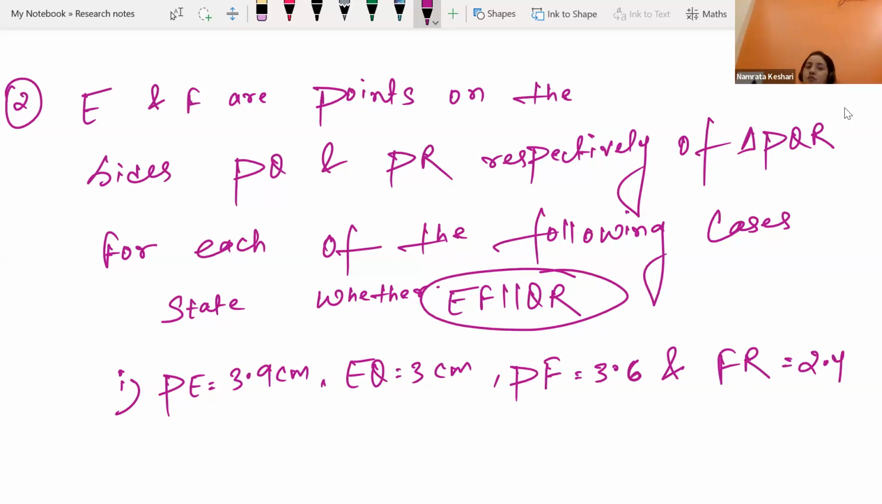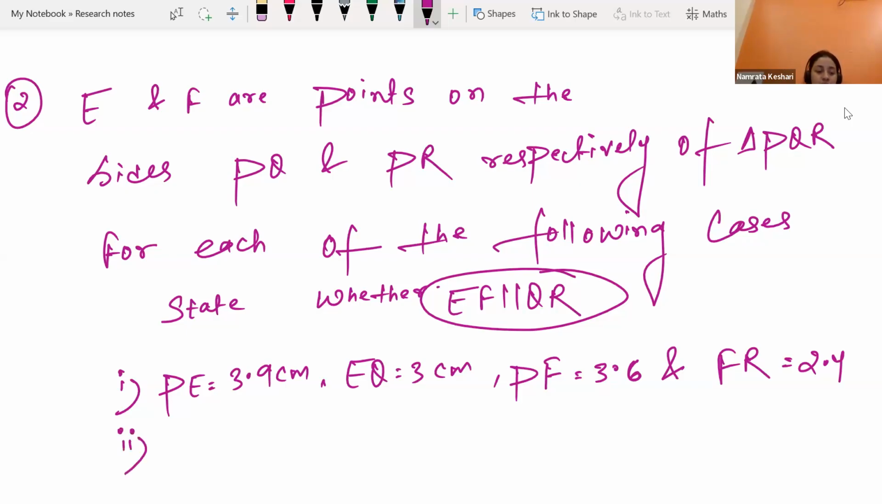Why am I not showing you the proof today? Because if we discuss one theorem and then another theorem, everything will get mixed up. That's why today I am not giving you the proof, but you just need to know it. The converse of the basic proportionality theorem is: suppose we have a line which is touching two sides of a triangle and dividing those two sides in equal ratio, then that line must be parallel to the third side. Am I making sense to all of you?